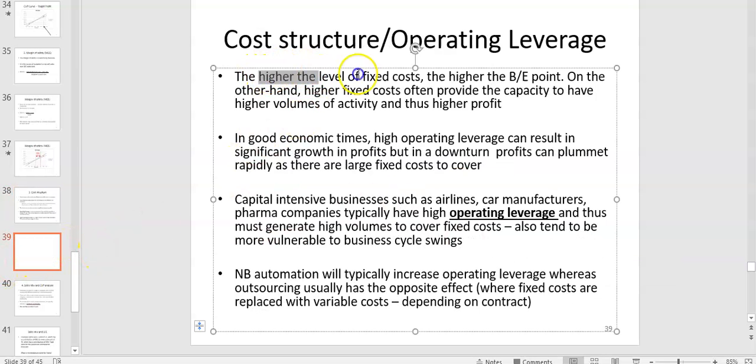The higher the level of fixed costs, the higher the break-even point. So that means in good economic times, high fixed costs can result in significant growth because you have the capacity there. You have the production process in terms of the planes. You have the aircraft ready to go. You have the automated production line, which is much more flexible and much more able to put out higher levels of output when there is demand. But capital intensive industries, like the car manufacturers, pharmaceutical companies, airlines, they have high operating leverage.